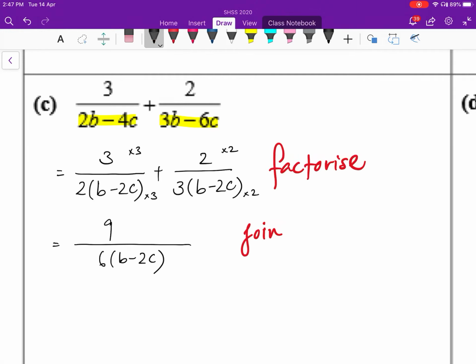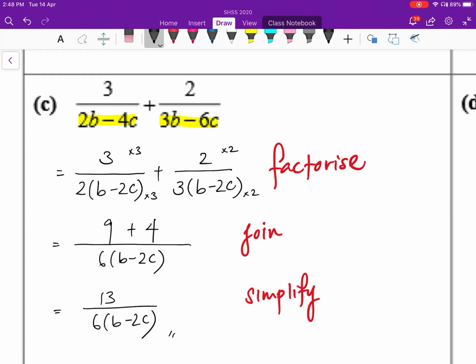At the top is 9 plus 4. In this case, there's nothing to expand, so I can just simplify. Now, 9 plus 4 is 13, so it's 13 over 6b minus 2c. And we're done. There's nothing else to simplify.